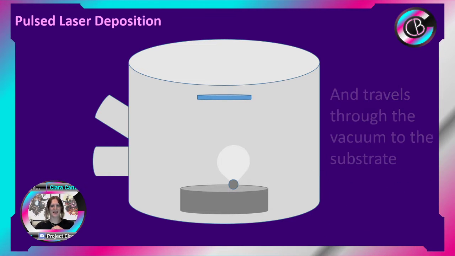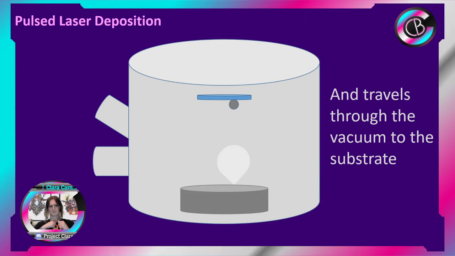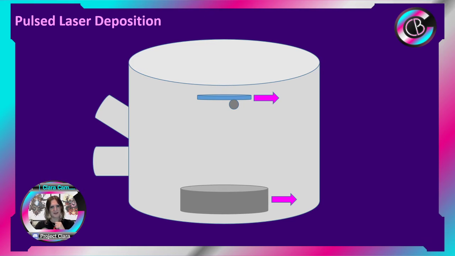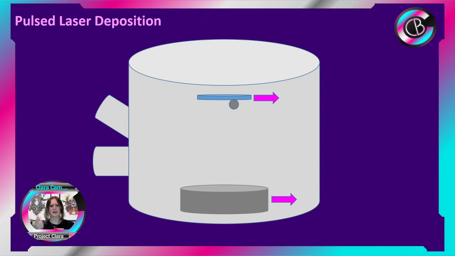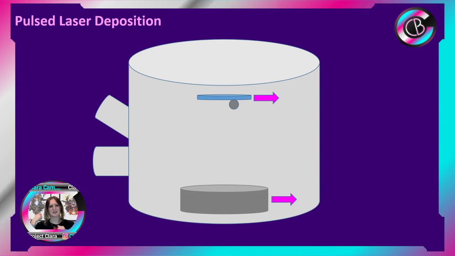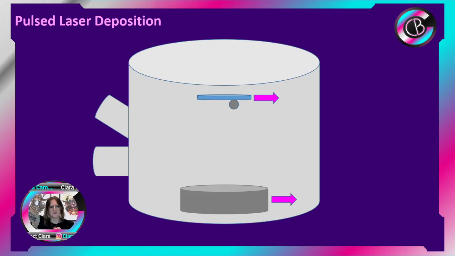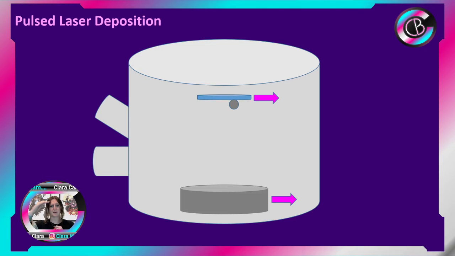Obviously it doesn't look like extended lightning, but we do fire the laser in. It's very, very focused so that it hits a specific point on the target. And this, basically, it's a flash evaporation. It knocks off the atoms. They flash evaporate, travel through the vacuum and land on the substrate.